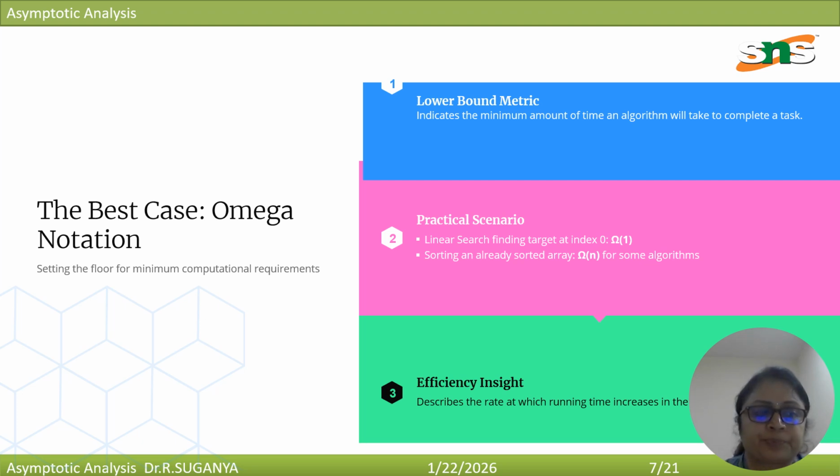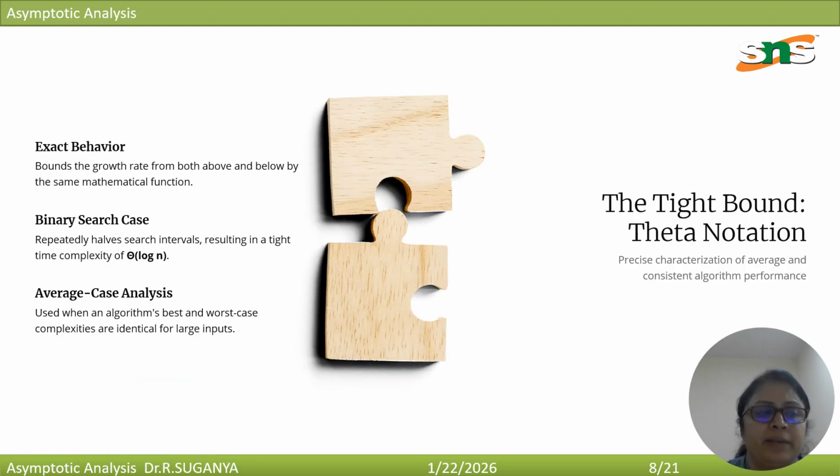And the best case, the omega notation. Here there is an infographic consisting of three rectangular boxes: lower bound math, the middle box in pink, which is worst-case quick sort, and the bottom box, minimum insights. That is to better understand the context, by discussing omega and the contest algorithm. And next is exact behavior, binary search tree, and average case analysis.